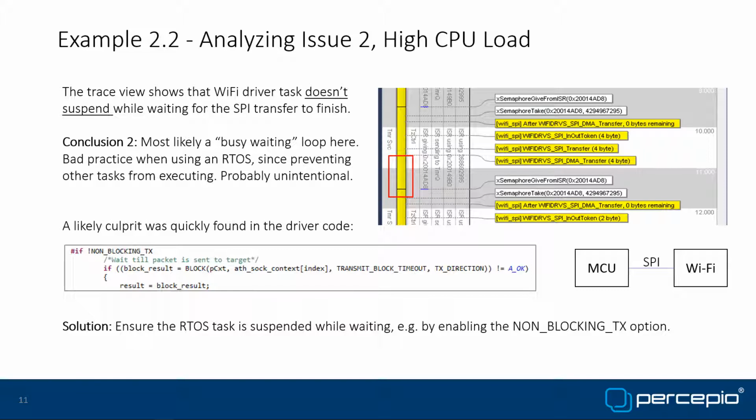is met. This is considered bad practice, as the lower priority tasks are then not able to execute during that time. When digging some more in the code, we found a likely explanation within a few minutes, as seen in the lower box. The solution is to ensure that the Wi-Fi task uses the appropriate RTOS functions to wait in suspended state, instead of using busy waiting loops. In this case, there was even an option available for this, but it wasn't enabled by default.